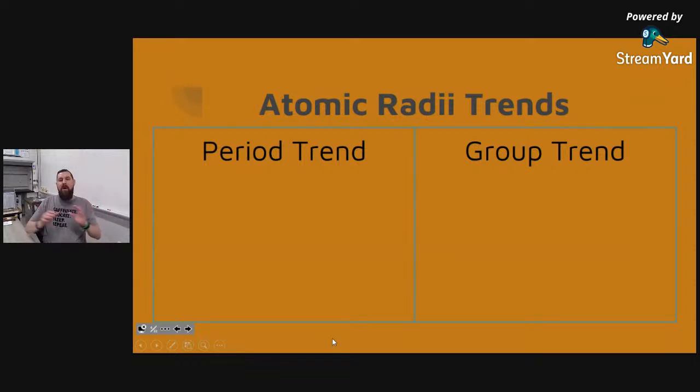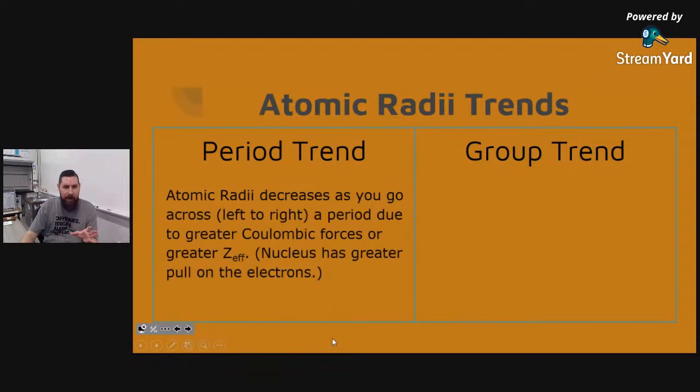When we talk about these trends, I'm going to talk about the period trend first and then the group trend. For atomic radii, the period trend is that as you go across, left to right across that period, we have greater Coulombic forces, because we're increasing our number of protons and electrons, so Q1 and Q2 are increasing and the force of attraction increases. Because that force of attraction increases, we see a greater pull on the electrons, and therefore radius decreases as you go across.